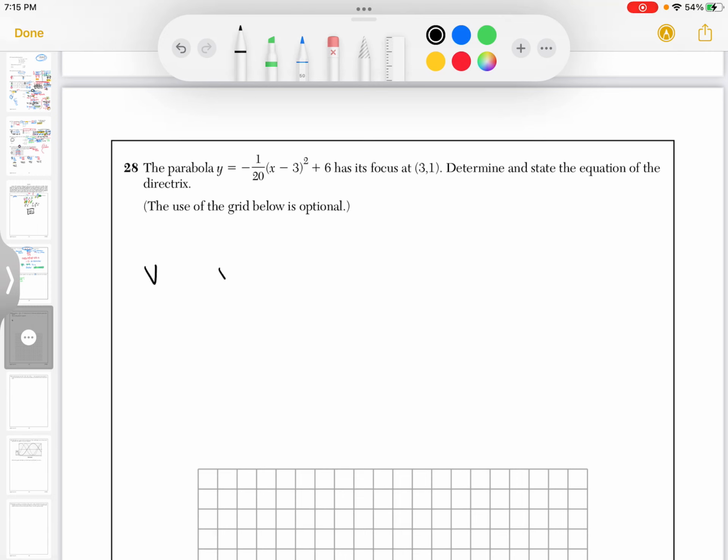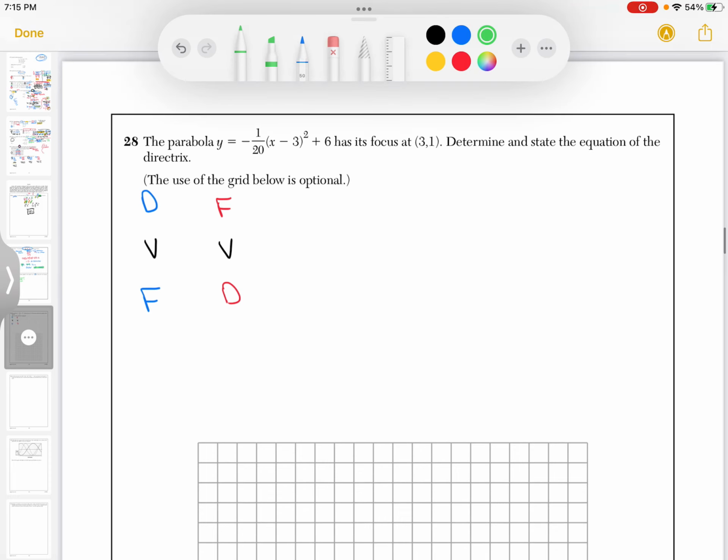Now, a reminder, every parabola has a vertex. If the focus is above it, the directrix is equidistant below it. If the directrix is up here, the focus is equidistant beneath it. So what I mean by that is if these are 2 away, these are 2 away. If these are 1 away, this is 1 away. They're equidistant from each other no matter what side. The vertex is always going to be in the middle though.